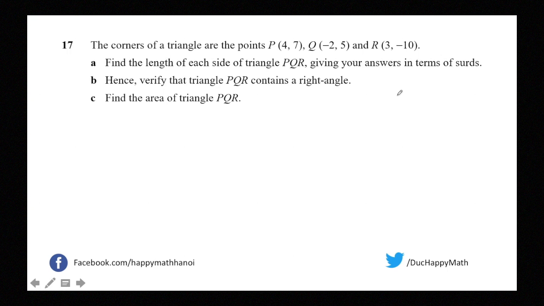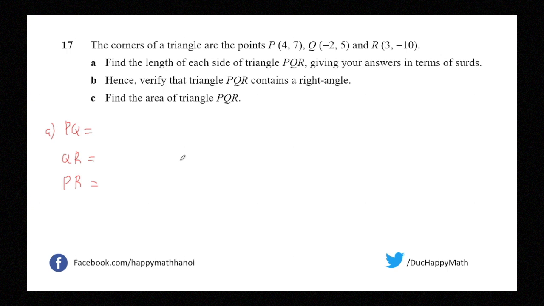Question 7. Okay, the corners of the triangle are the points P, Q, R, and the length of each side. Okay, quite easy. You can calculate question A: PQ, QR, and PR. Okay, using the formula, you know how to apply.